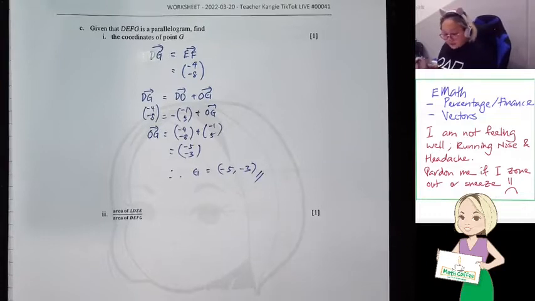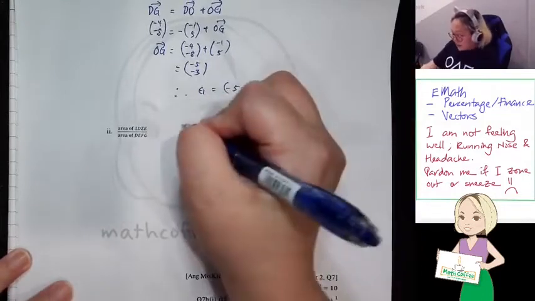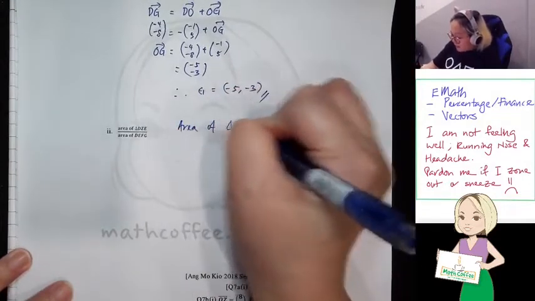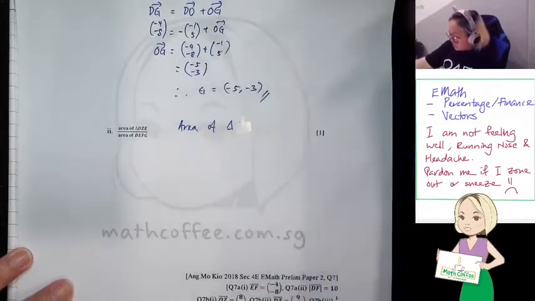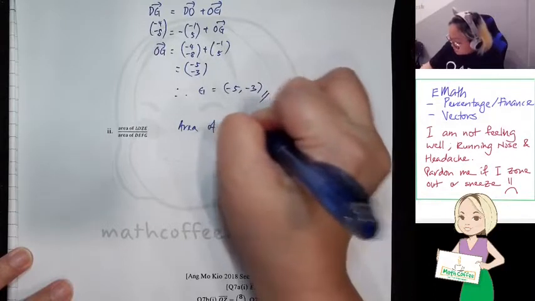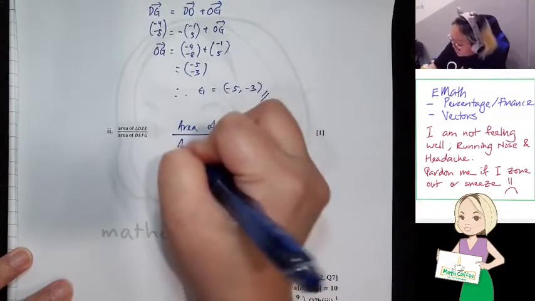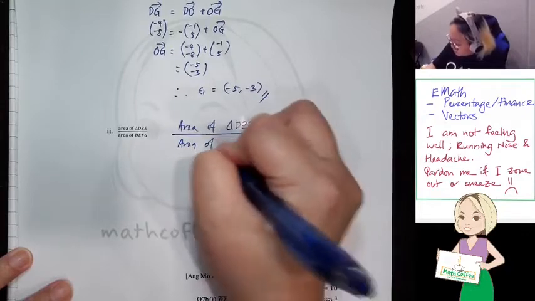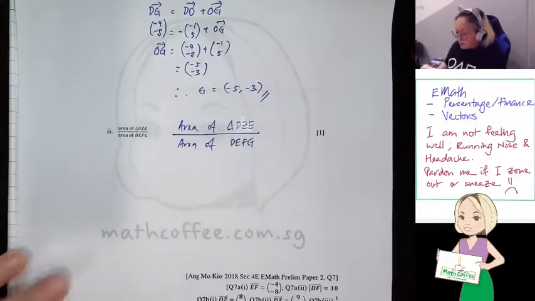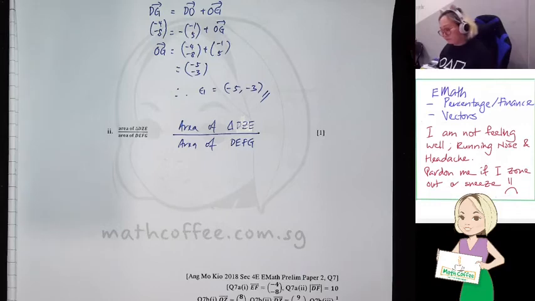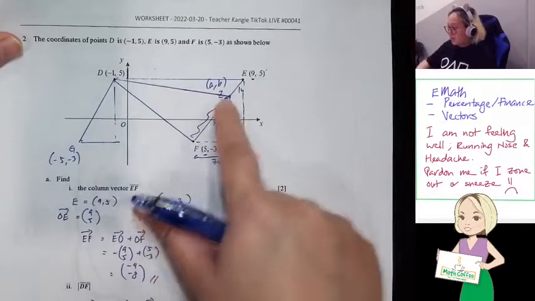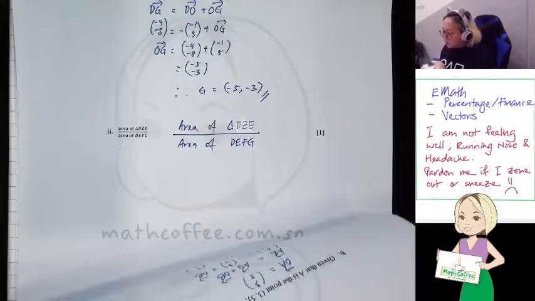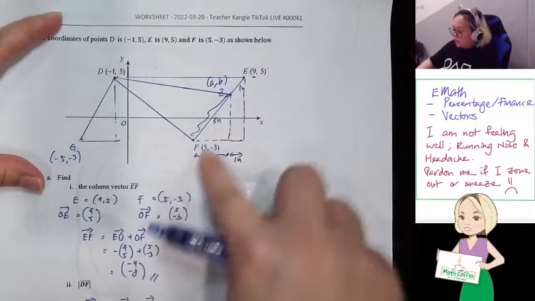Okay, next. They ask to find the area of triangle DZE relative to the parallelogram DEFG. I'm going to write it out. This is the parallelogram D, E, F, G. Now let's go back and look at the diagram. Area of DZE, all the way to the area of the whole thing.